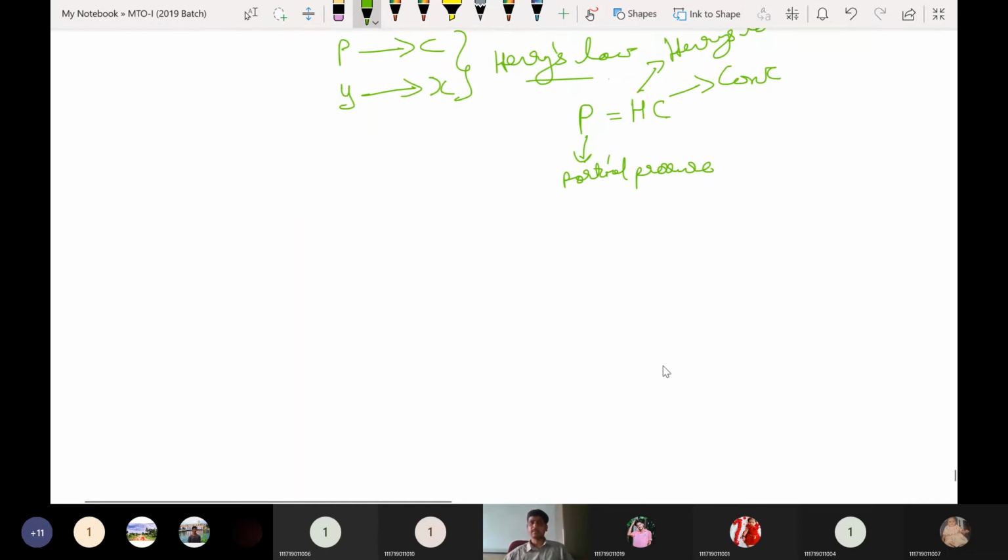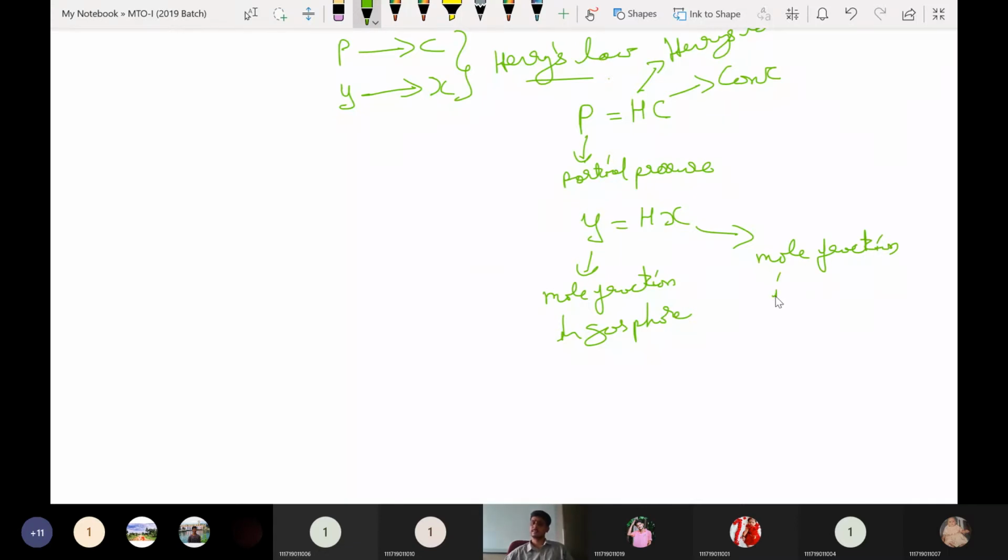Then similarly, for the conversion of Y to X, we can write Y is equal to HX, where Y is the mole fraction in gas phase and X is the mole fraction in liquid phase. H is the same Henry's law constant.